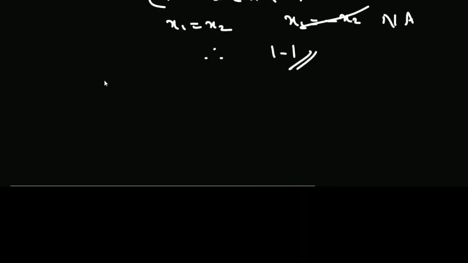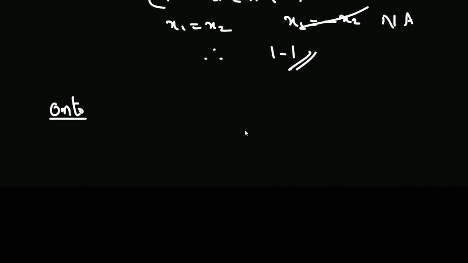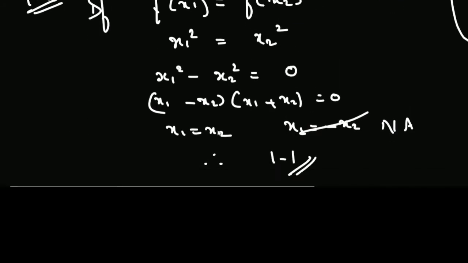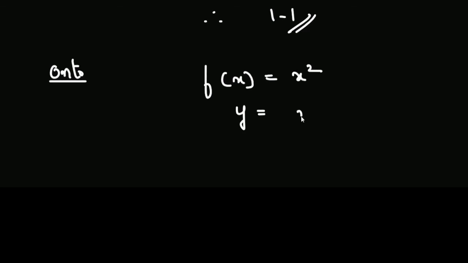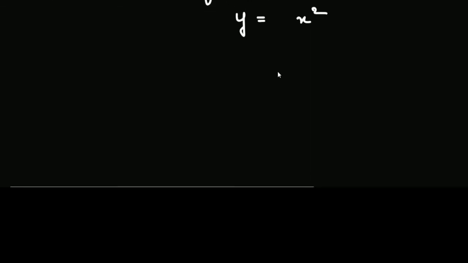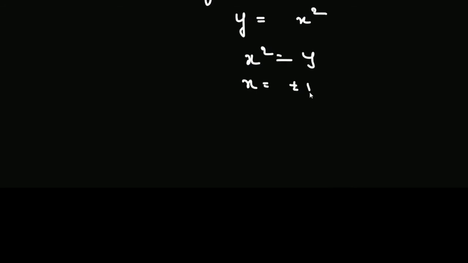Now we'll prove it is not onto. So the function is 1 to 1. Now let us check whether it is onto. To check it is onto, you write whatever is given, f of x, and change it to y. F of x is equal to x square. Write y as x square. And as I told you, you have to find x now. So x square is equal to y, x is equal to plus or minus root of y.